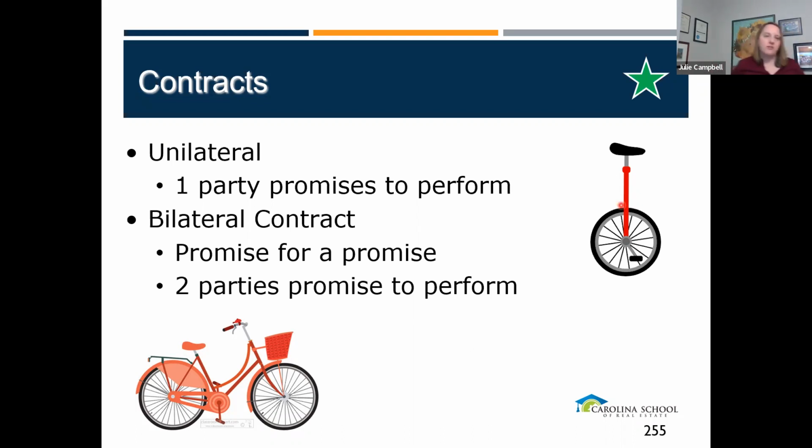A unilateral contract, there's only one promise. Only one party is under the obligation to perform. We have a unilateral contract in real estate. It's called our option contract. And we will see it at the end of Unit 10. Our offer to purchase and contract, our agency agreements, are bilateral contracts. Both parties have duties and responsibilities.